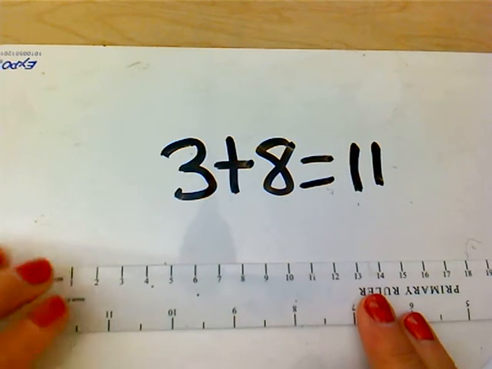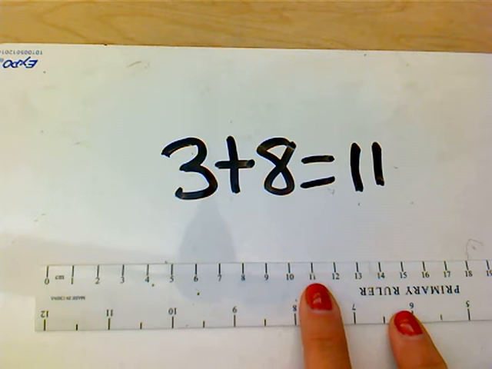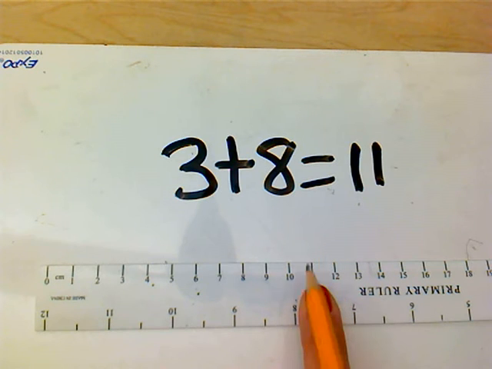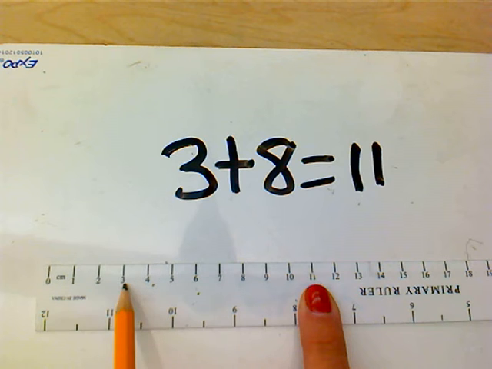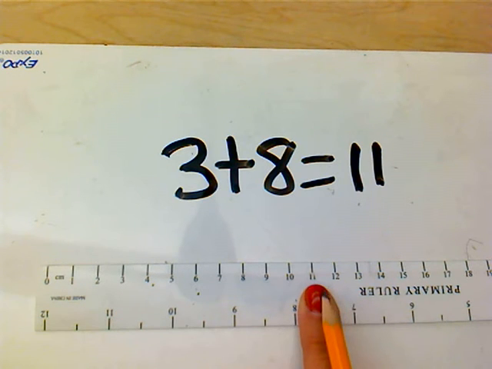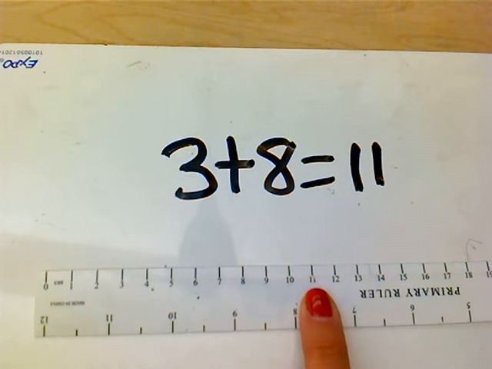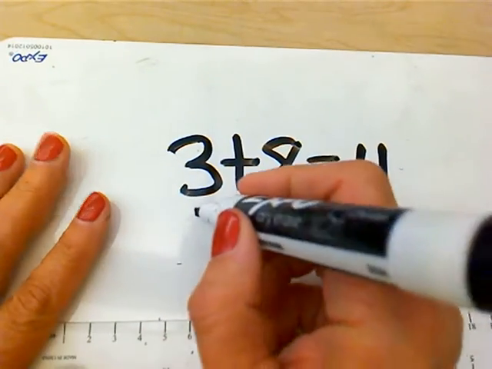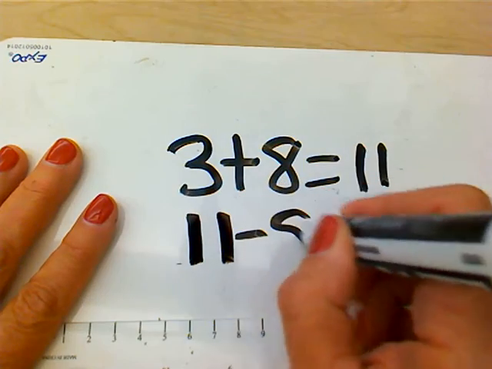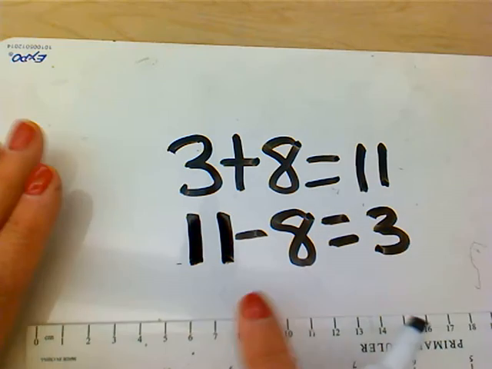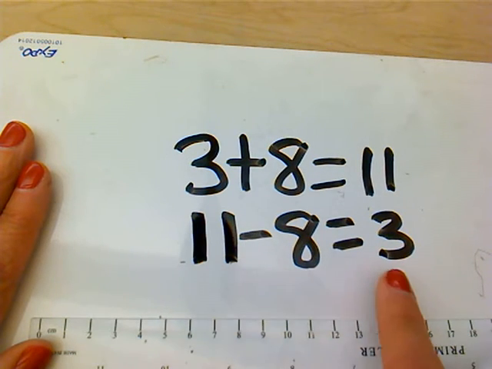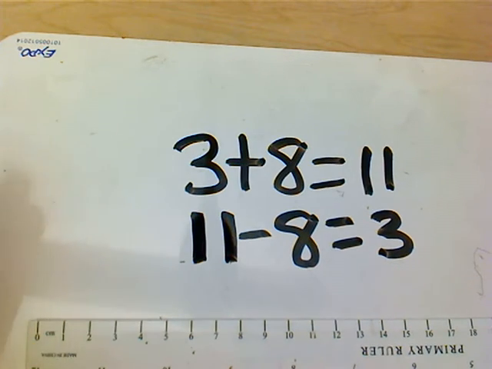So what if I started at 11 and I said 8 less than 11? Well, I would count back 1, 2, 3, 4, 5, 6, 7, 8, which puts me back at 3. So if I said 8 less than 11, I would be counting back 8 centimeters, which would get me back to 3. If I was going to write an equation, that would be 11 take away 8 equals 3, because 8 less than 11 would give me 3.